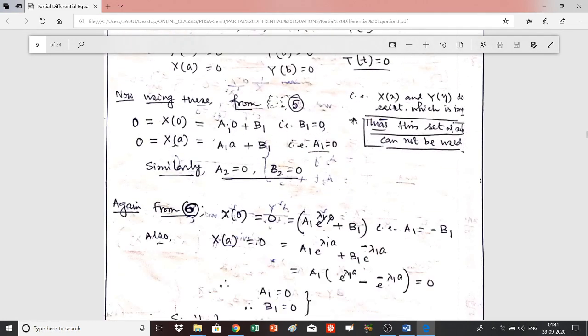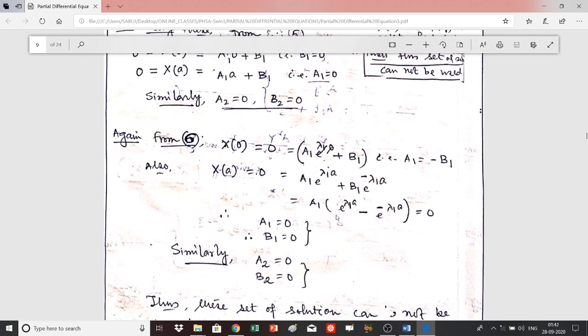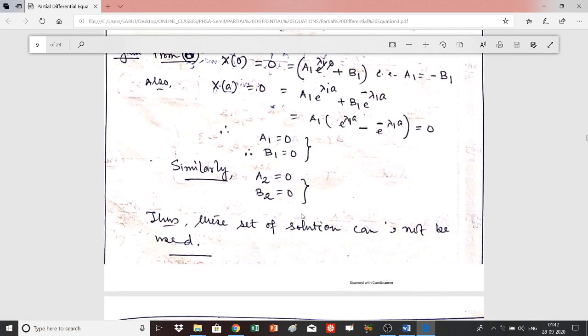And when x at x equal to a is also 0, then a1 plus b1 is equal to 0, or from here since b1 is equal to 0, so a1 should be 0. Similarly a2 and b2 are 0, and a3 and b3 all are 0. So all a's and b's are 0. In this case the solution cannot be possible because all arbitrary constants are 0. So this will give you no result.